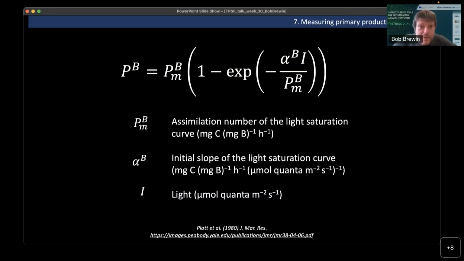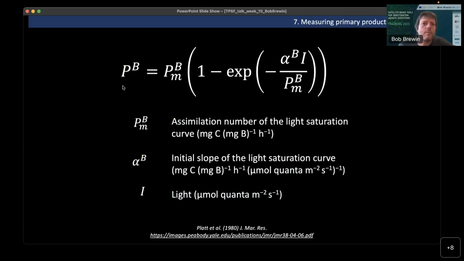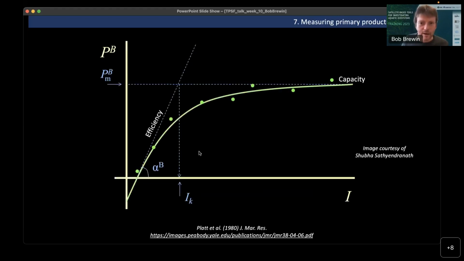Now, this is the mathematical formulation of that curve I showed you in the previous slide, this green curve here, where our normalized production PB is modeled using this exponential equation: PB max here, that assimilation number, and alpha B here, and then our irradiance I up here in the equation. So assimilation number of the light saturation curve, PB max, the initial slope, and the level of light. So going back again, light I, PB max, maximum, and then this initial slope alpha B.